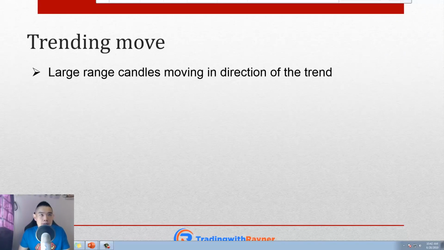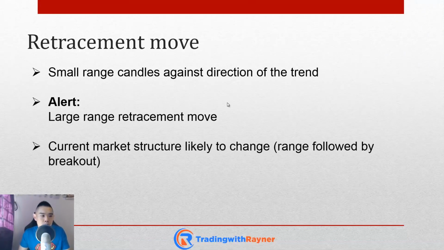Now, moving on, the other aspect that I want you to know is what I call the retracement move. The retracement move is just the opposite of a trending move. It's usually small range candles that trade against the direction of the trend. That's why we call it a retracement. This is what I call a retracement move.